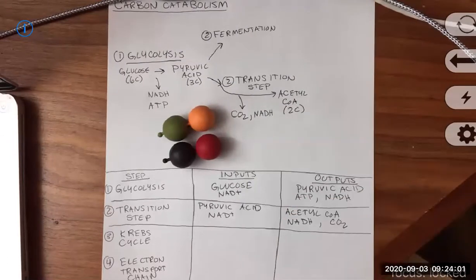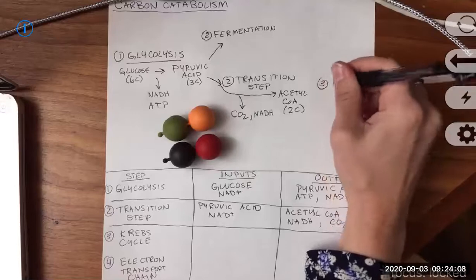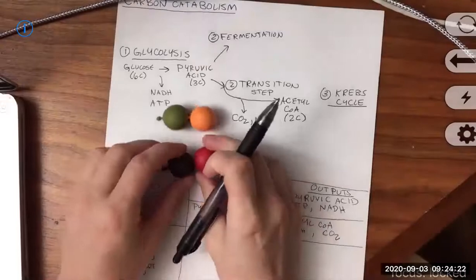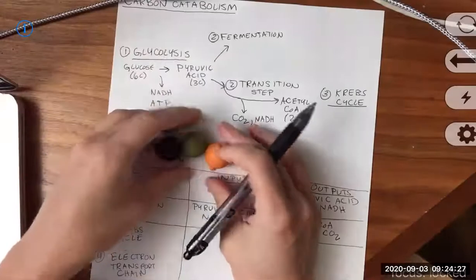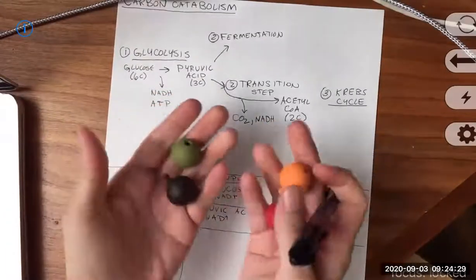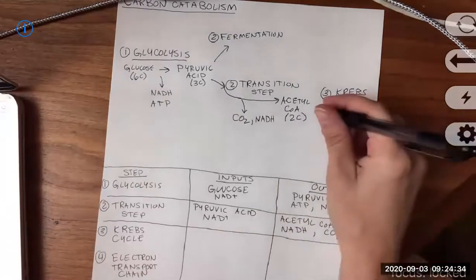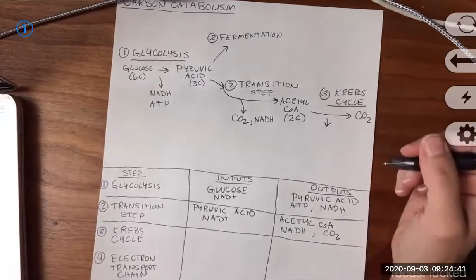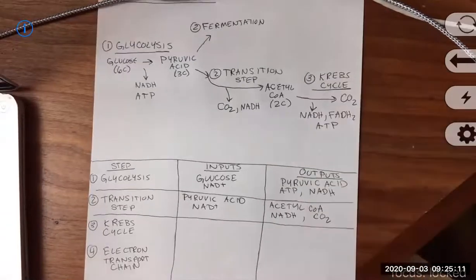Okay, now acetyl coenzyme A is going to be the input for the next step, the Krebs cycle. In the Krebs cycle, these 2 molecules of acetyl coenzyme A get broken down all the way to carbon dioxide, releasing that final bit of energy, and that carbon dioxide then is released from the cell. In this process, NADH, FADH2, and ATP are formed. Let's fill those steps in on the table.